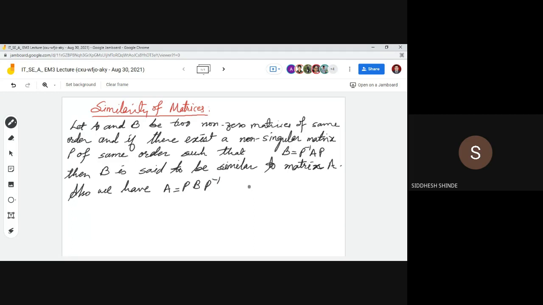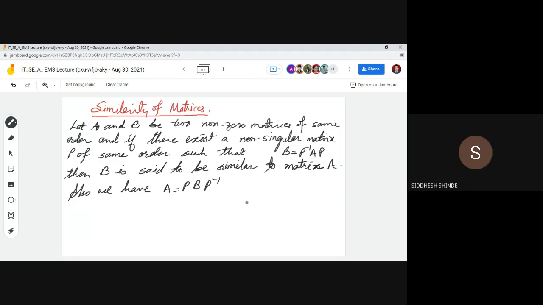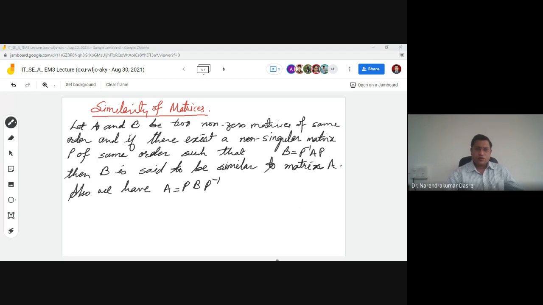Please inverse. send the Jamboard link again. Yeah, The Jamboard link. okay. You can have it now there. Okay.